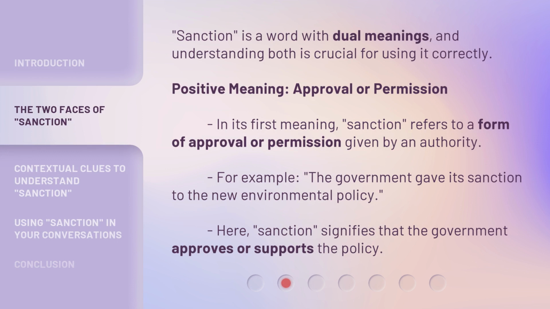Sanction is a word with dual meanings, and understanding both is crucial for using it correctly. Positive meaning, approval or permission. In its first meaning, sanction refers to a form of approval or permission given by an authority. For example, the government gave its sanction to the new environmental policy. Here, sanction signifies that the government approves or supports the policy.